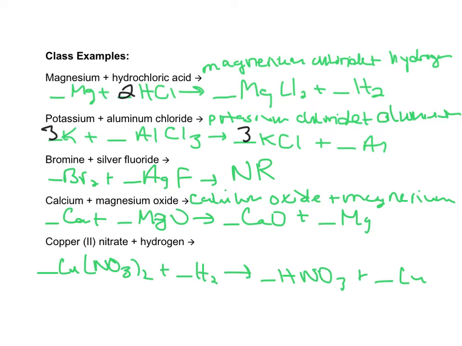So balancing this guy, let's see, we are going to need to have 2 in front of my acid. I think that's it. Yeah, okay. So let's finish our word equation. HNO3, okay, so we got an acid. NO3 is nitrate, so it's going to become nitric acid. And copper.